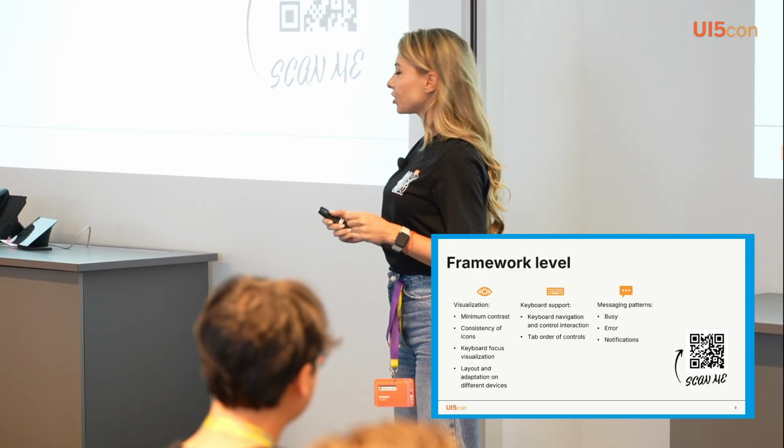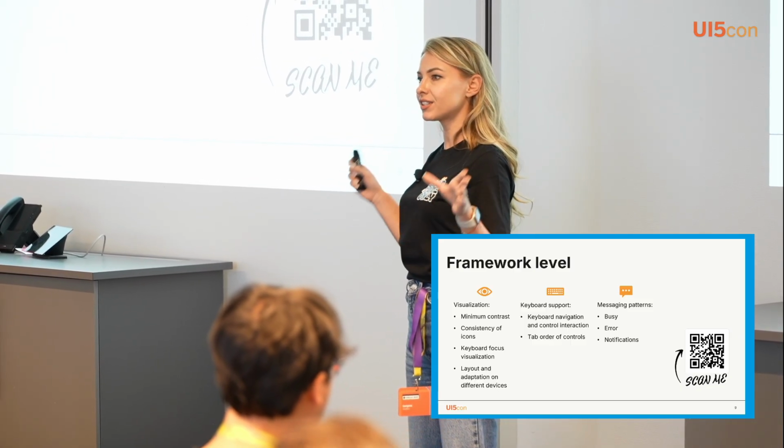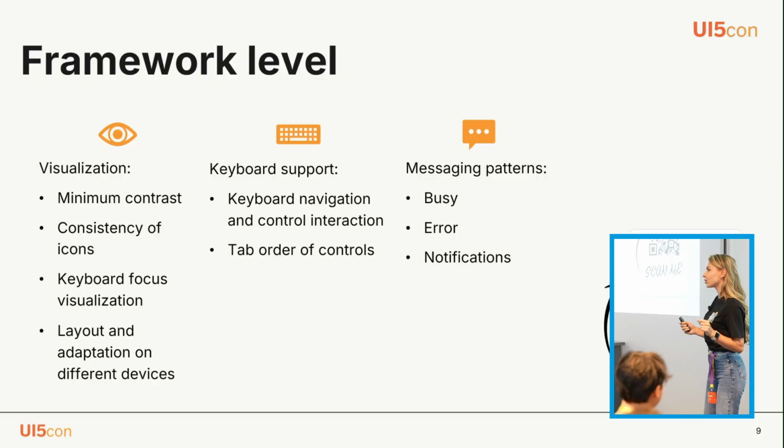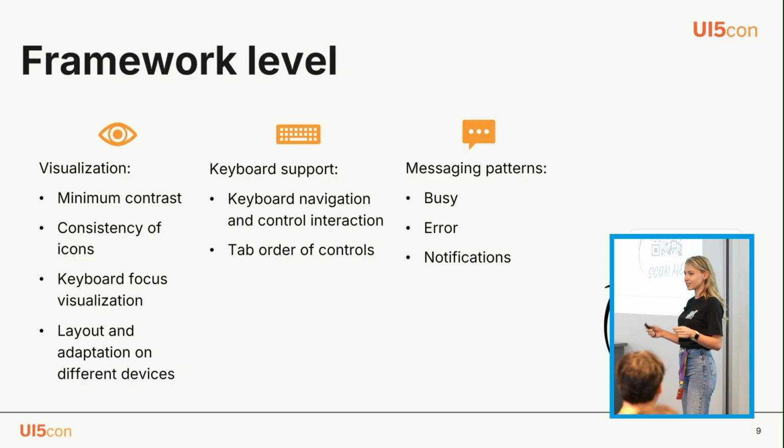And messaging patterns. Everything is better when you use something and everything is in the same place. That is secured by our guidelines and by our framework. When you have a busy state, it's always visualized the same way, in the same place. When you have an error, you see the error icon the same way. When you have notifications, they look the same way, accepting the notification, rejecting the notification. That is consistency, that is better for the user when they expect where everything is going to be.